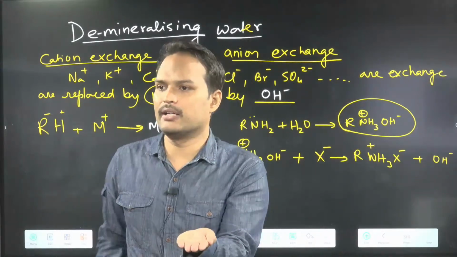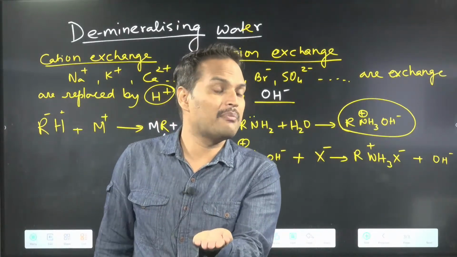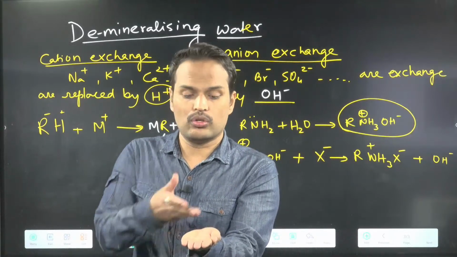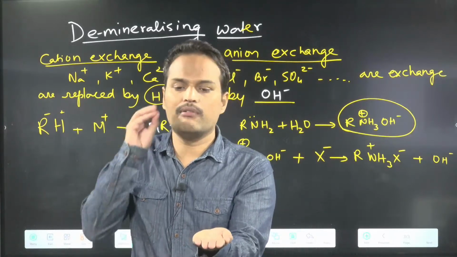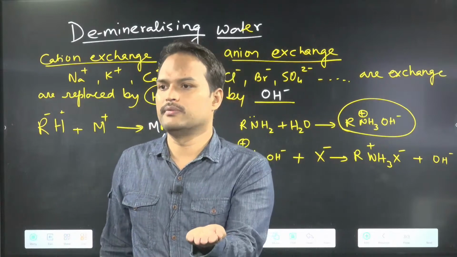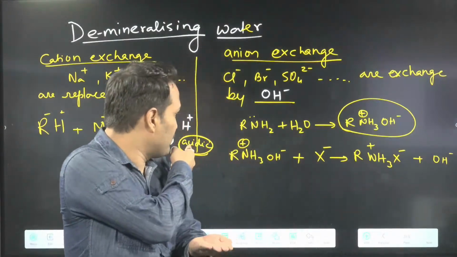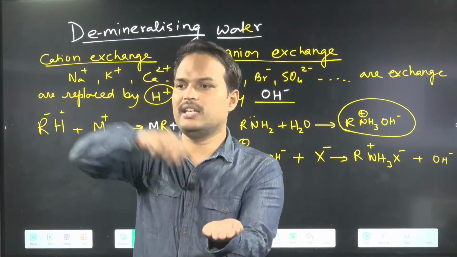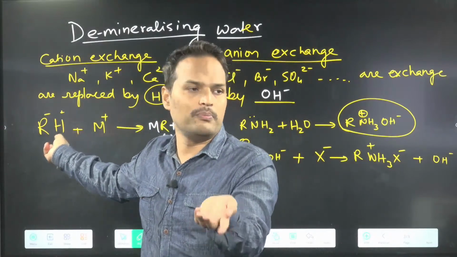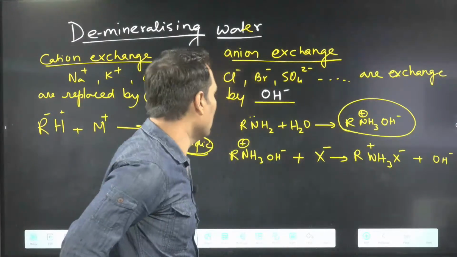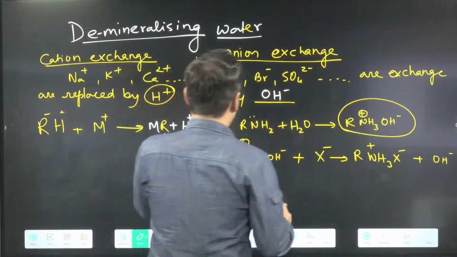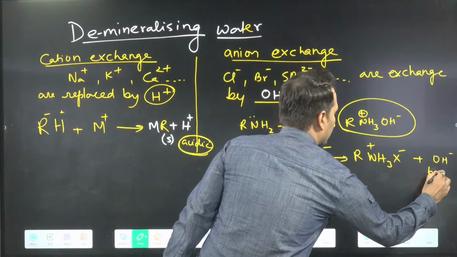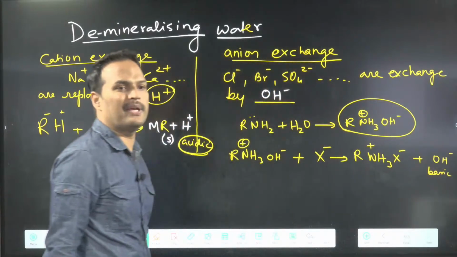Now what will we do? We have to remove anions also. So anions I am replacing by OH minus. Suppose Cl minus is there. I will put OH minus there with the help of that ammonium salt, and Cl minus is removed. So in place of Cl minus, now you have OH minus. Due to the cation exchange, the solution becomes acidic. Due to this anion exchange, the solution becomes basic.